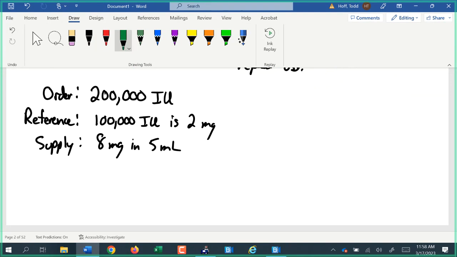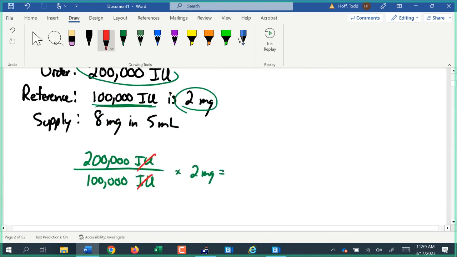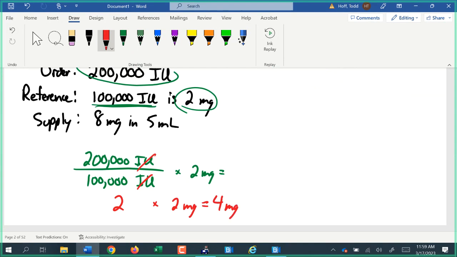So I can use the dosage calculation formula here, but each time I change units, I have to apply the formula. So I'll start with the doctor's order, 200,000 international units. Now I know that international units has to go on bottom here. The 100,000 international units is the only other number I have that has international units as a unit. And of course, the 100,000 international units is contained in 2 milligrams. That becomes my vehicle. So the international units cancel out. 200,000 divided by 100,000 is 2. 2 times 2 milligrams is 4 milligrams.